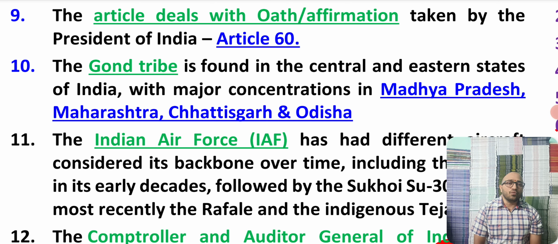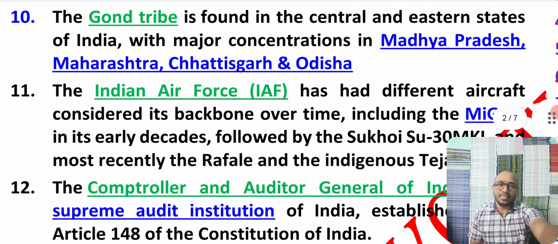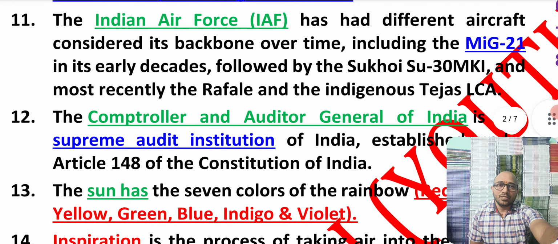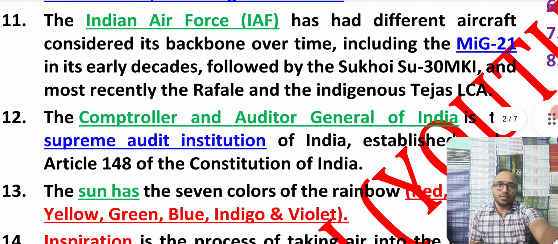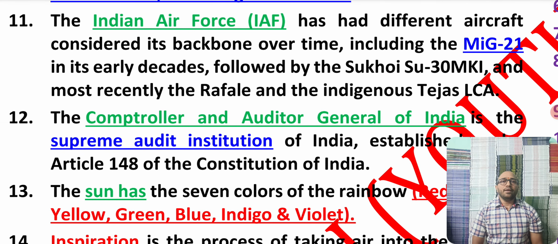The Gond tribe is found in the central and eastern parts of Madhya Pradesh, Maharashtra, Chhattisgarh and Odisha. So they have given the options in such a manner. Where is the Gond tribe located? A, B, C, D, they have given, one option, D, which is not necessary. Now we have A, B, C.